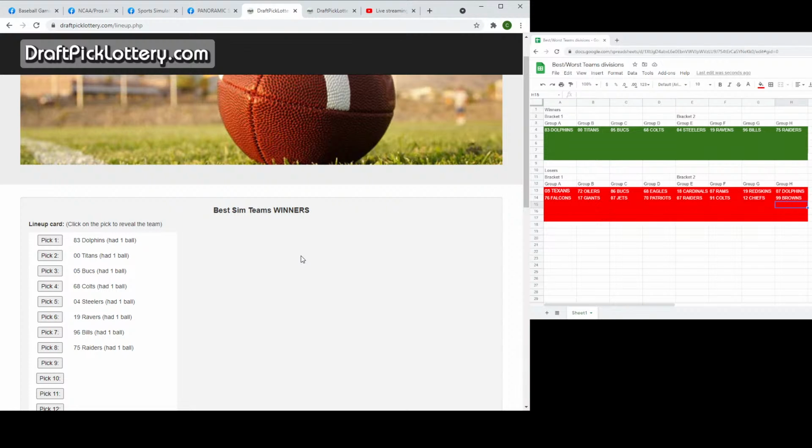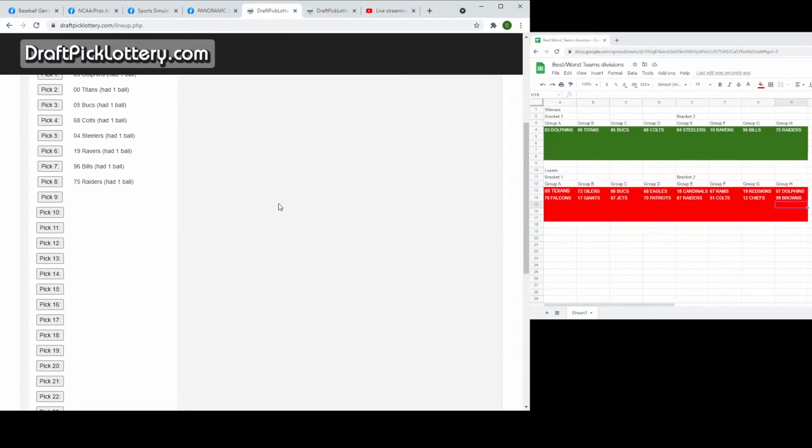Our winners now. From 9 to 16. Here come the winners, the 15 Panthers. They're going to give the Dolphins some trouble in Group A. We know that. Pick 10, the 04 Jaguars and the 00 Titans. I don't know. This is Group B. I think it's kind of a weak division right now. I really do. We didn't get too much there.